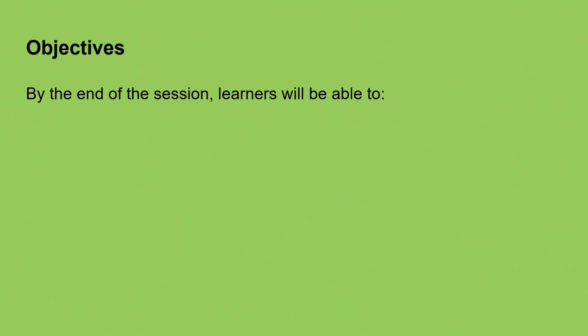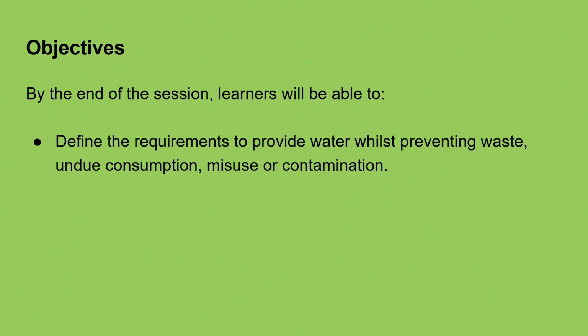This video is going to be a short one. By the end of this session, the learner will be able to define the requirements to provide water whilst preventing waste, undue consumption, misuse and contamination. And there's also one I've missed on that one, erroneous measurements. So we're going to be going through these bits, so you'll be able to define what this means.